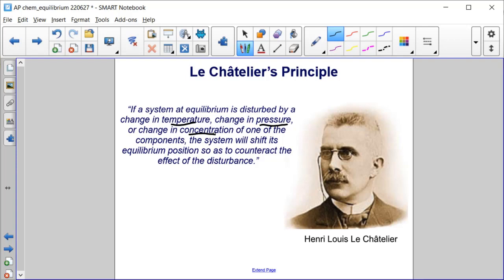So if I have a system at equilibrium and I stress that equilibrium in some way by changing the temperature, pressure, or one of the concentrations, then the system has to change and adapt to restore itself back to equilibrium in order to counteract that disturbance or that stressor. That's what Le Chatelier's principle says.